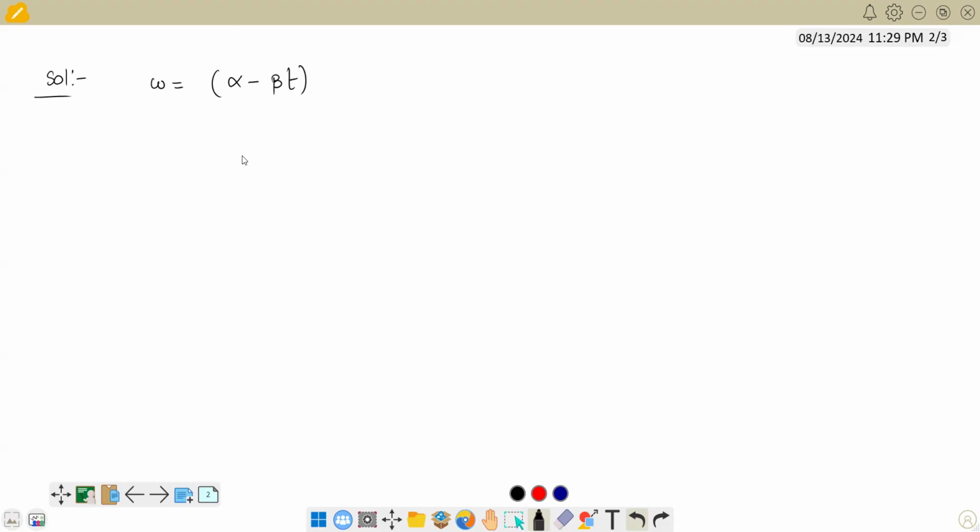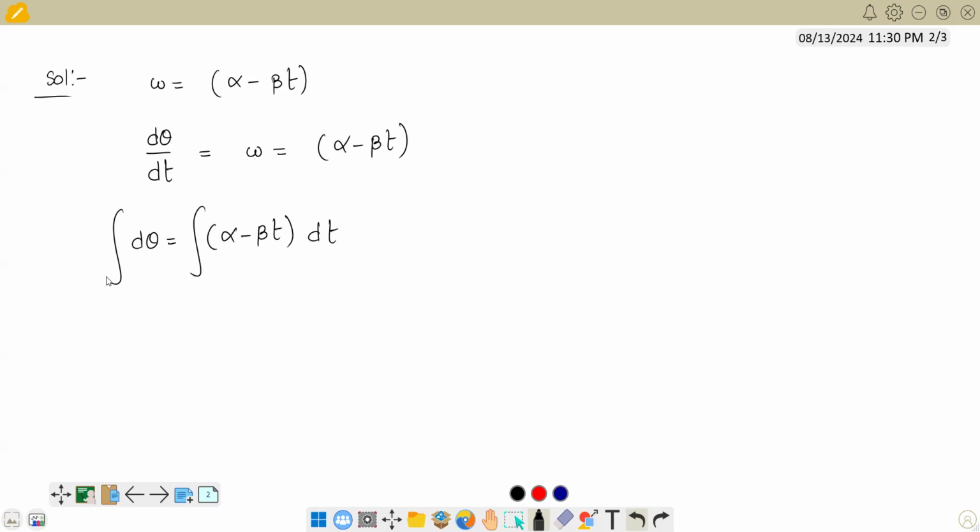Total angle means basically the total angular displacement. We know d theta by dt is nothing but omega, which is given as alpha minus beta t. So I can simply write d theta equals alpha minus beta t into dt. Let us integrate on the left side and right side, from 0 to t, or let me take it as 0 to theta, as my total angle traveled by the body.